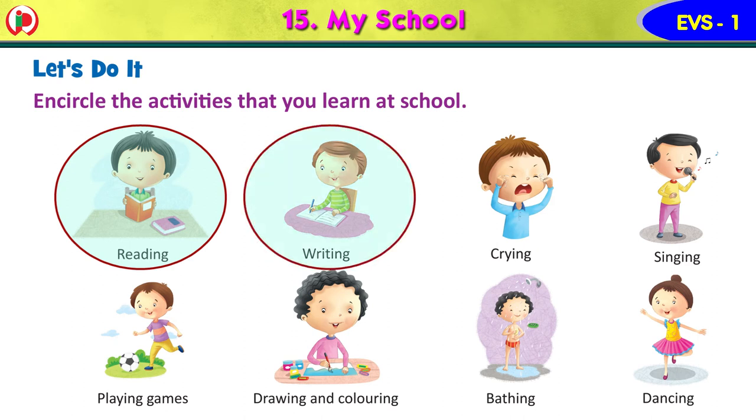So it is an activity that we do at school. So writing. That also we can circle. Writing. Isn't it? Yes. So reading, writing. These are activities at school. Third image. You can see a boy is crying. A child is crying. Will you do this activity at school? Will you cry at school? Good children won't cry. So crying.